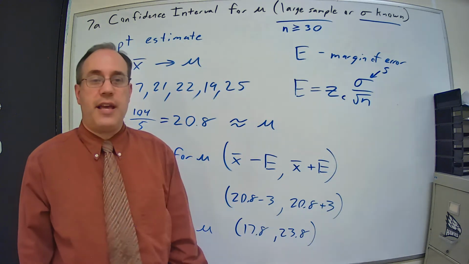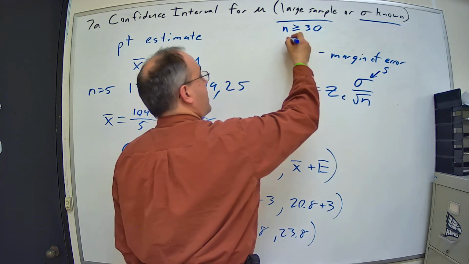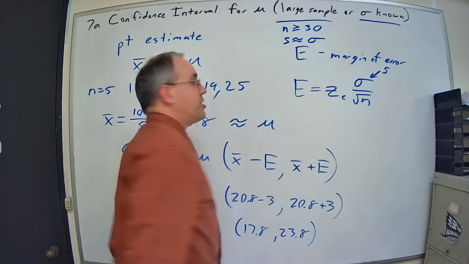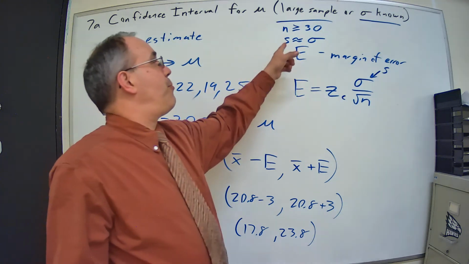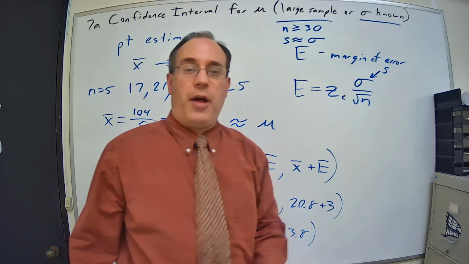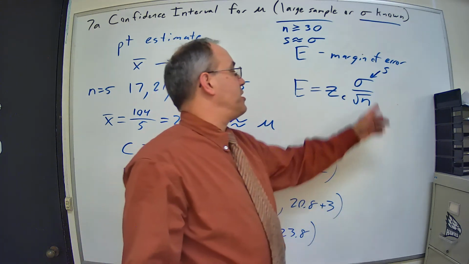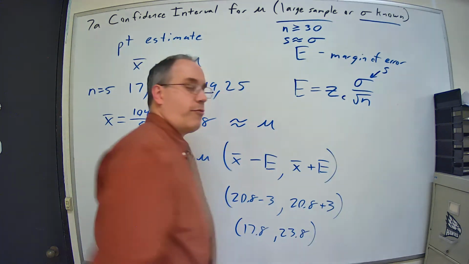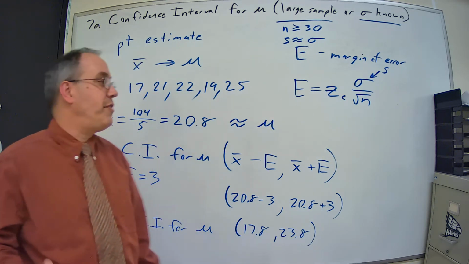If we have a large sample, then we can say that our sample standard deviation is approximately equal to our population standard deviation. So with a large sample, we can use the sample standard deviation in place of sigma, the population standard deviation. If we know what sigma is, what our population standard deviation is, we can plug that in. So the only thing left is, where does this Z sub C come from, this critical value? And that comes from our confidence level.